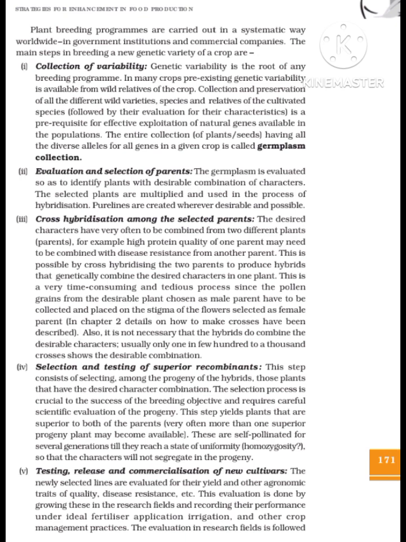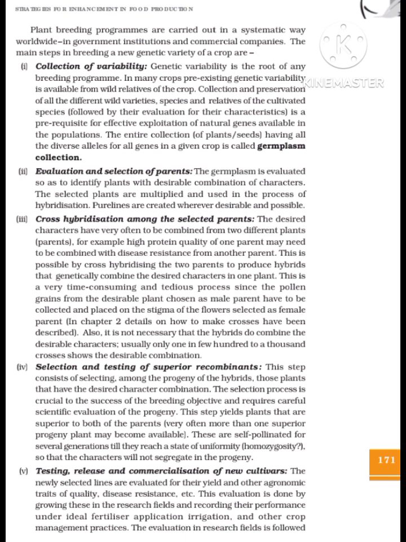This is a very time-consuming and tedious process, since the pollen grains from the desirable plant chosen as male parent have to be collected and placed on the stigma of the flowers selected as female parent. In Chapter 2, details on how to make crosses have been described. Also, it is not necessary that the hybrids do combine the desirable characters. Usually only 1 in few hundred to 1,000 crosses shows the desirable combination.